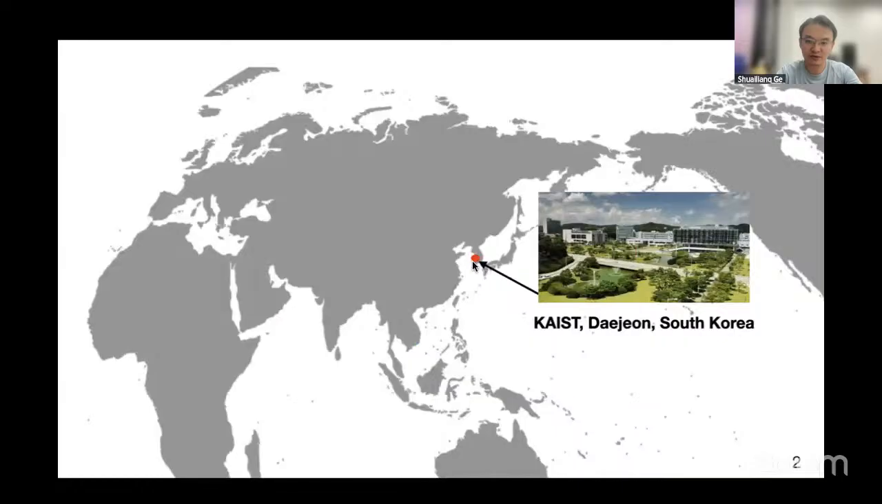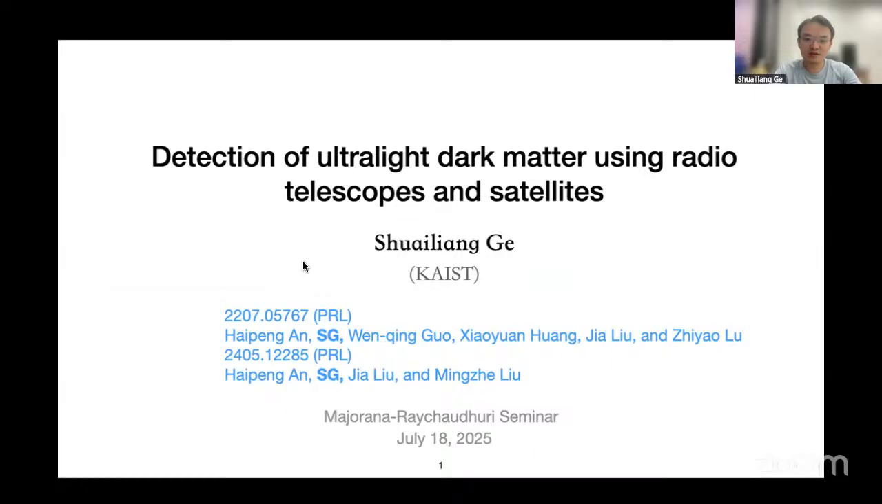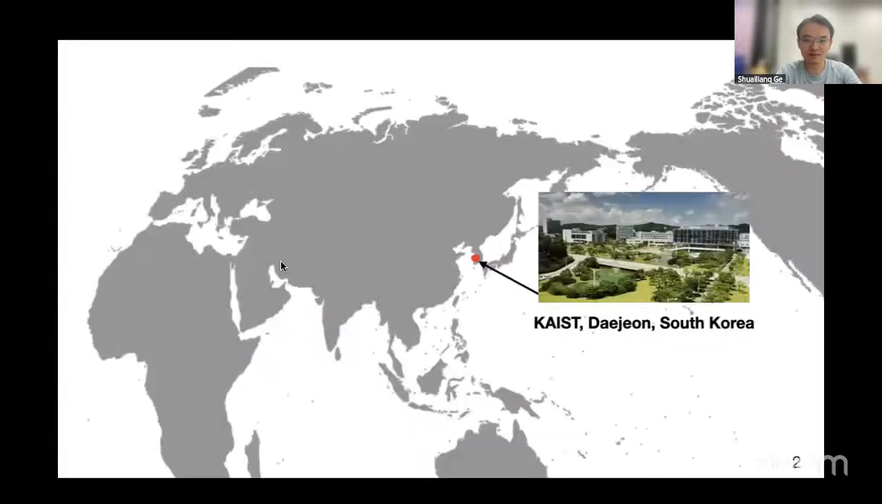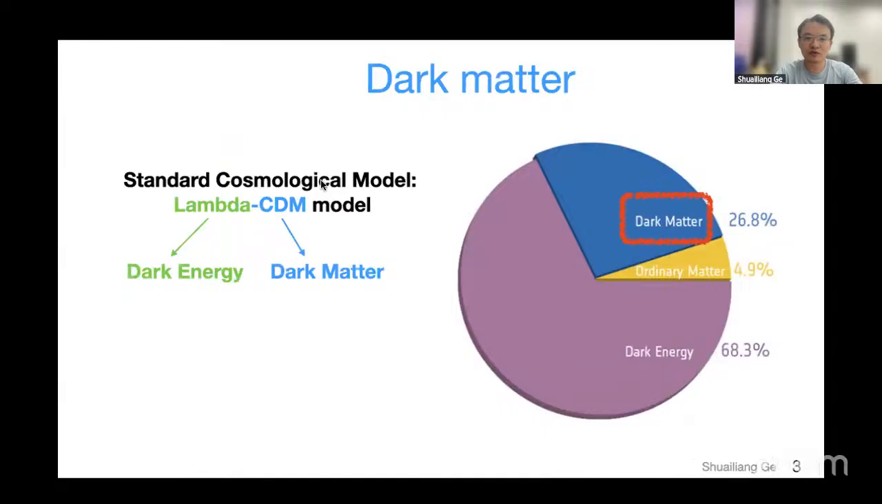This is my current location in South Korea, the city called Daejeon, and KAIST is the name of the university. The topic of my presentation today is about detecting ultralight dark matter using radio telescopes and satellites. First, I will give a very brief review of dark matter.